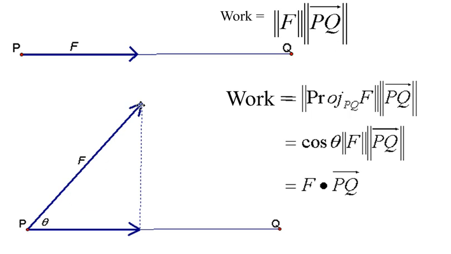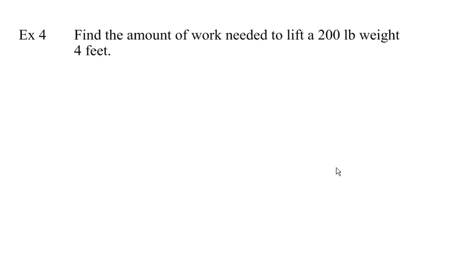However, if your force is going in a different direction, we need to find the projection of that force, which we can use a cosine to find this amount here, or we can use a dot product, the dot product of the force and the direction vector, PQ. So really, depending on the situation, there's a few different ways we could do this. So we're going to look at 3 different examples of this, because there's really 3 different things you might want to do here. So example 4 says find the amount of work needed to lift a 200-pound weight 4 feet.